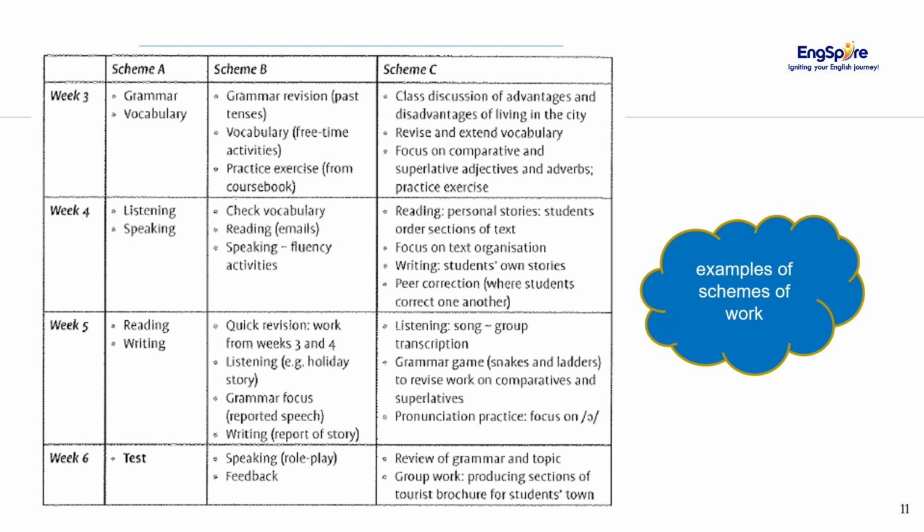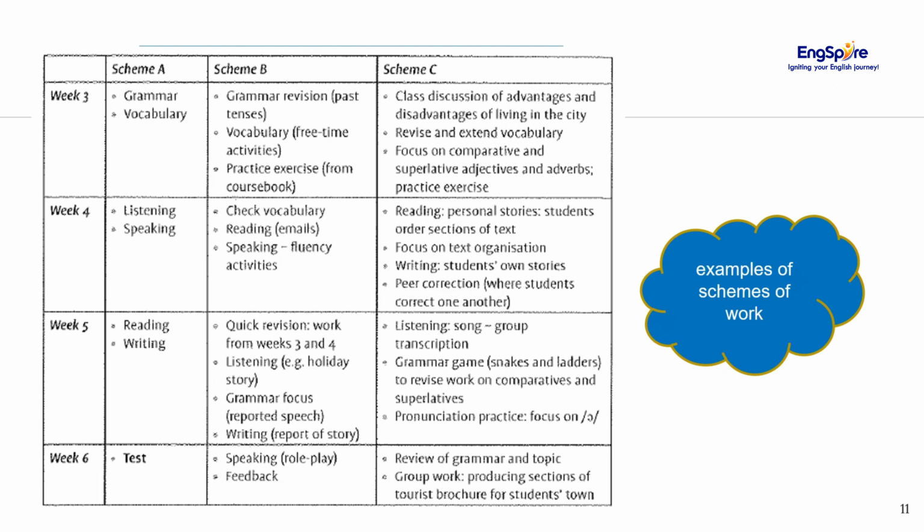Look at the three examples of schemes of work. Scheme A is very simple because it only lists broad areas such as grammar, vocabulary, listening, speaking, reading, writing, and test. Although it is easy to read, it does not tell us what grammar, vocabulary, or skill students will actually learn. It gives very little guidance to the teachers.